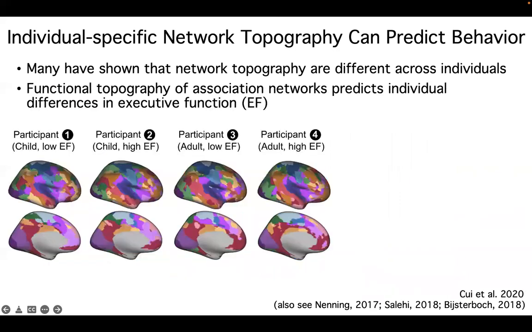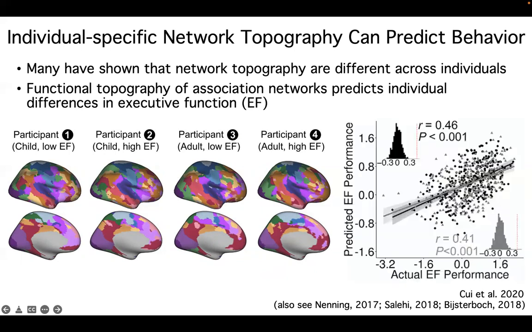One recent work has also shown that functional topography of association networks can predict individual differences in executive function. This figure from 2020 shows parcellations of 4 representative subjects. And here is the result of behavior prediction of executive function measures using association network topography. The prediction accuracy is around 0.46.